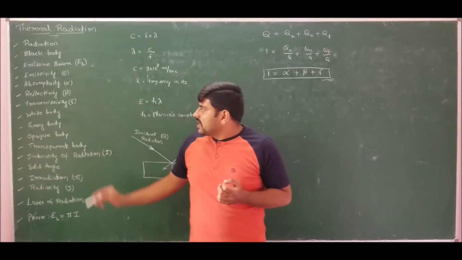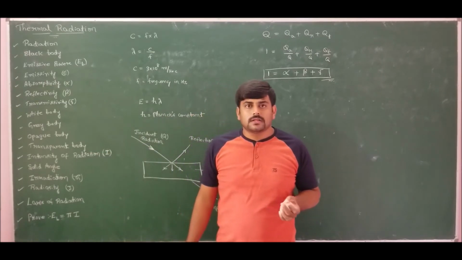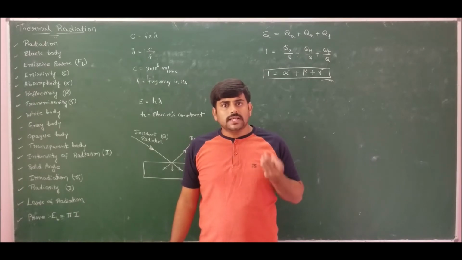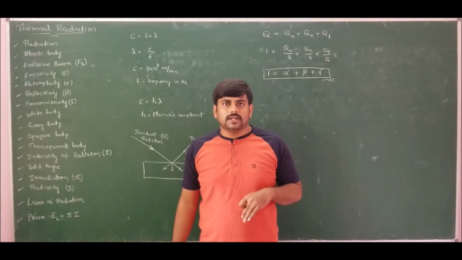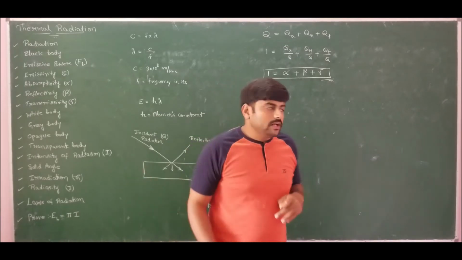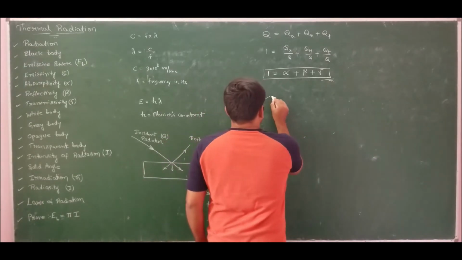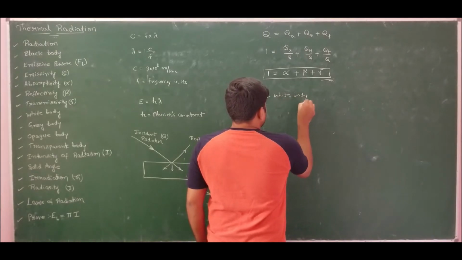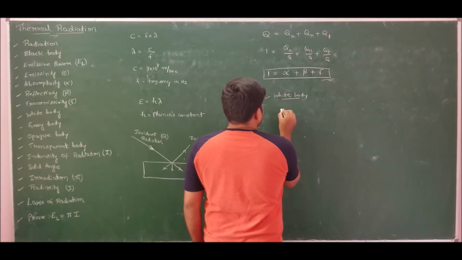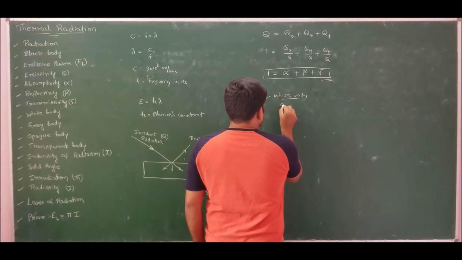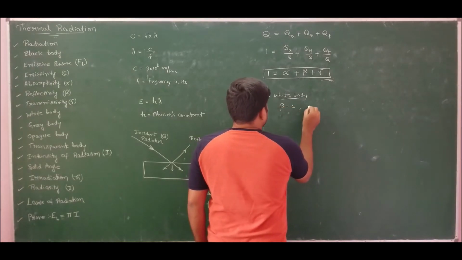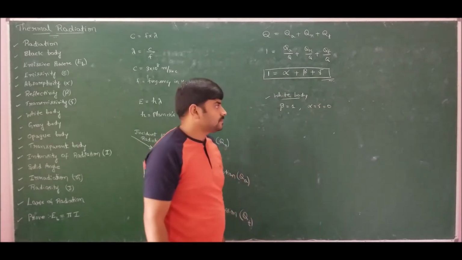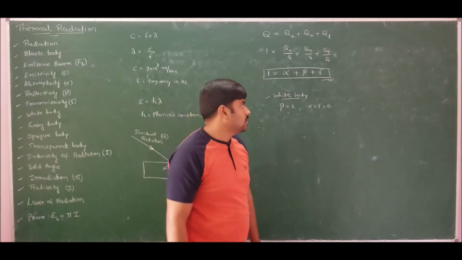Next, moving on to the concept of a white body. A body is considered to be a white body if it reflects all the radiation that is incident on it. So therefore, for a white body, it reflects all the radiation incident on it. So therefore, beta is equal to 1 and alpha and gamma are equal to 0.